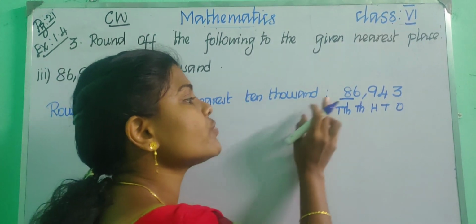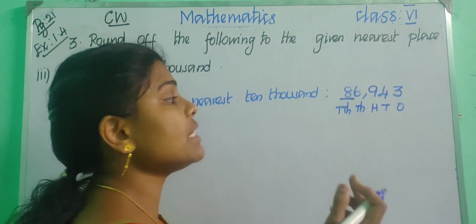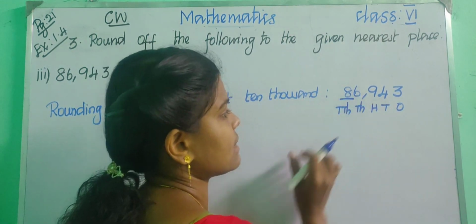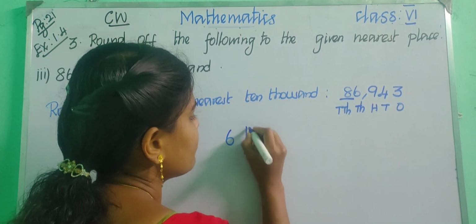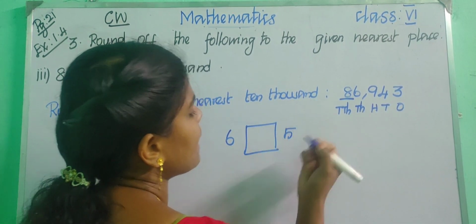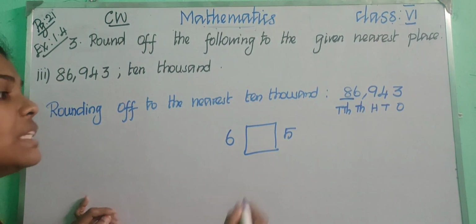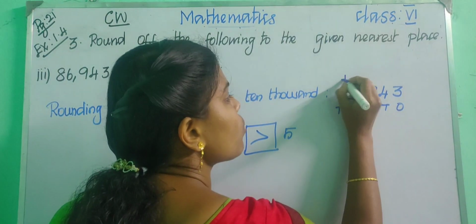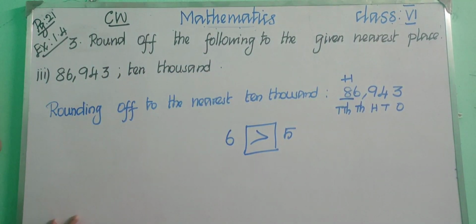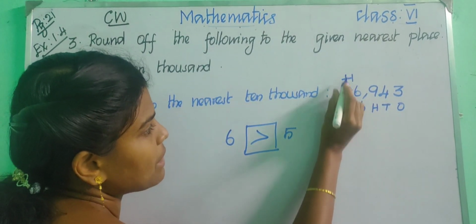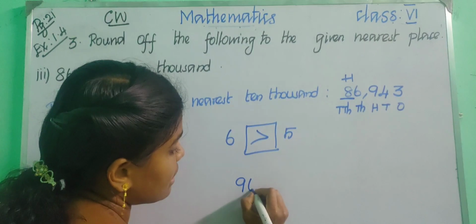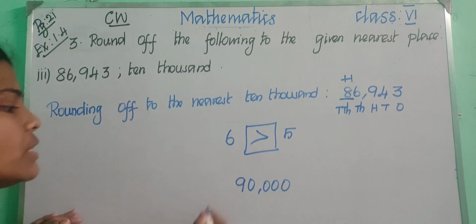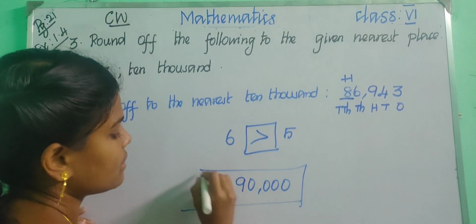If you are going to round off the 10,000s place, what we need to do? We need to take the next digit nearest to the 10,000s place, that is 6, right? We need to check whether the 6 is greater than or less than 5. Greater than 5. So what we need to do? We need to add plus 1 in the 10,000s place. So 8 plus 1 is 9, 90,000. Can you all understand? Therefore, we are getting the answer as 90,000.